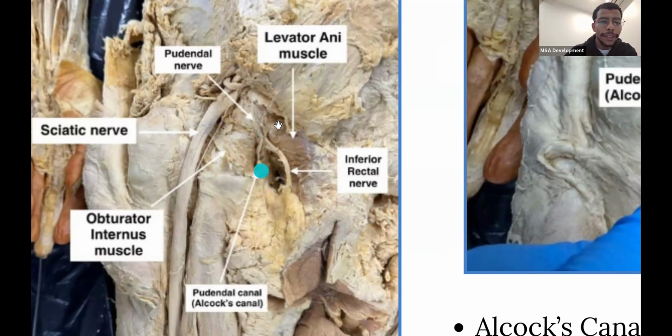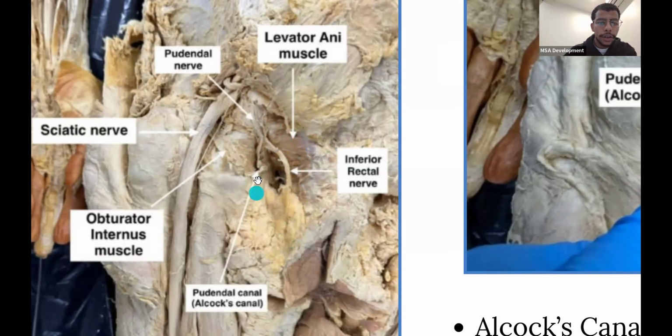Remember? The pudendal nerve. So here we have the pudendal nerve. It gives off a branch here, which is the inferior rectal because it's going to the rectum, as you guys can see. Towards the anus, sorry. And this is the levator ani, sorry. It's the medial wall. So medially we have the levator ani.